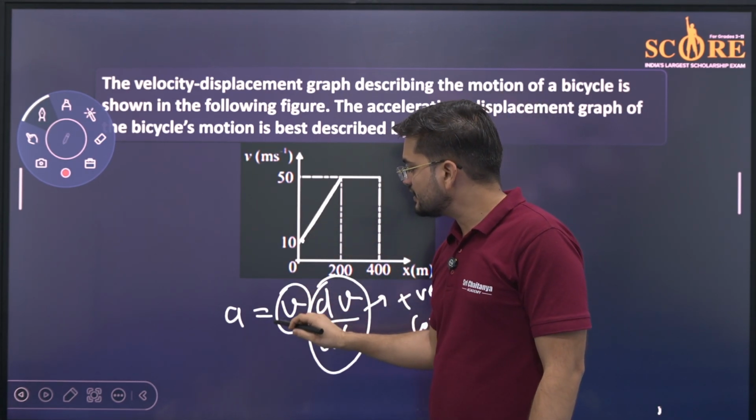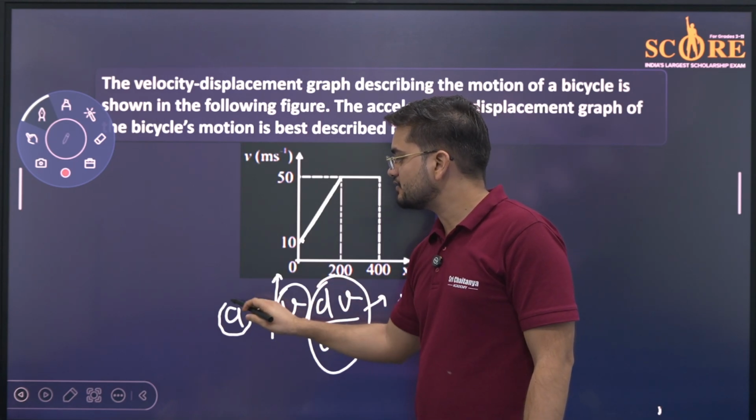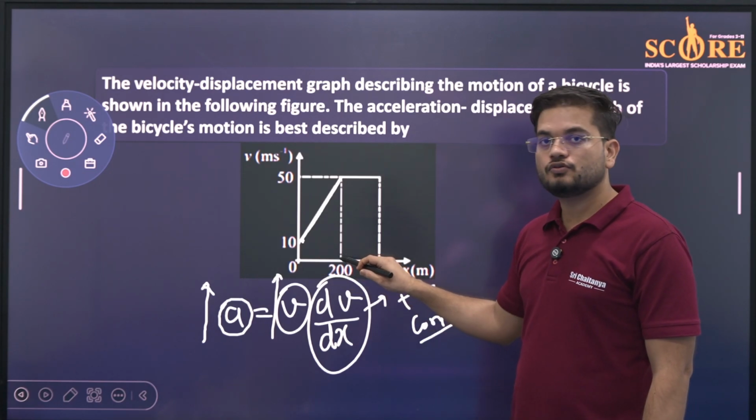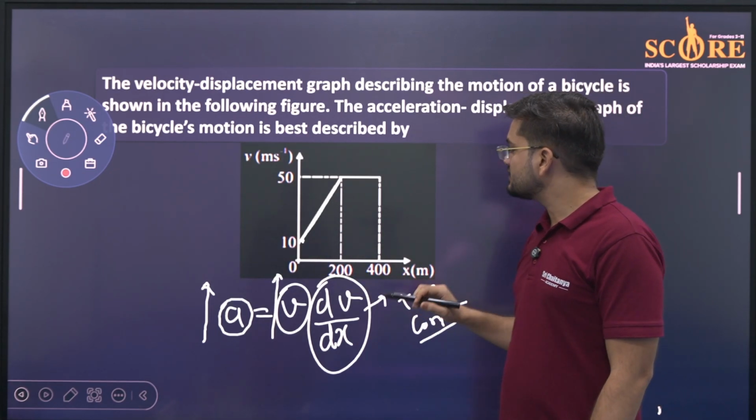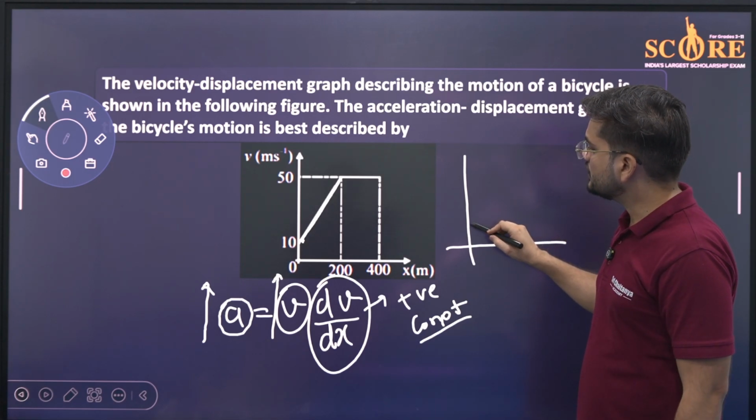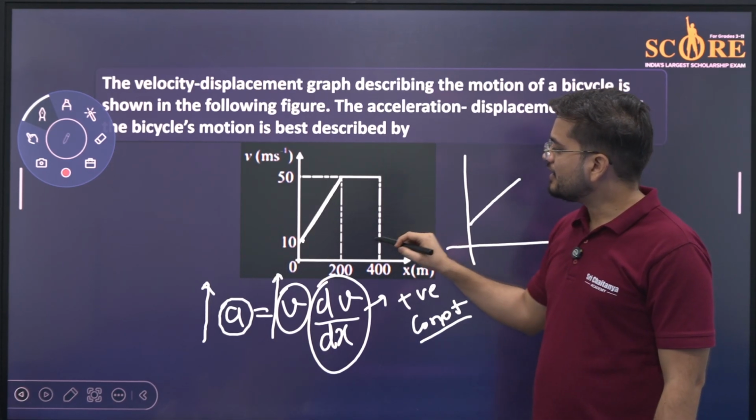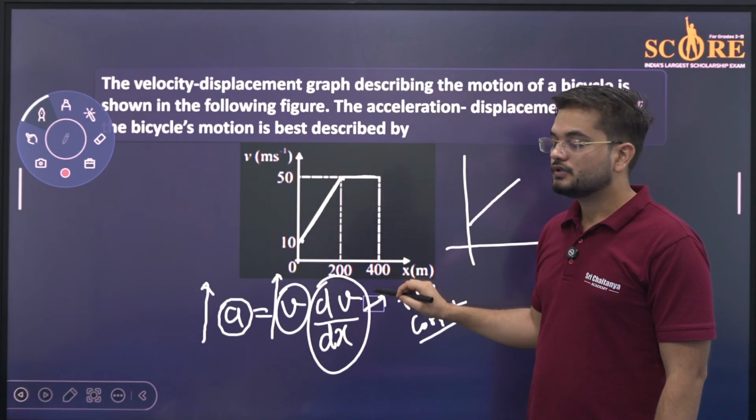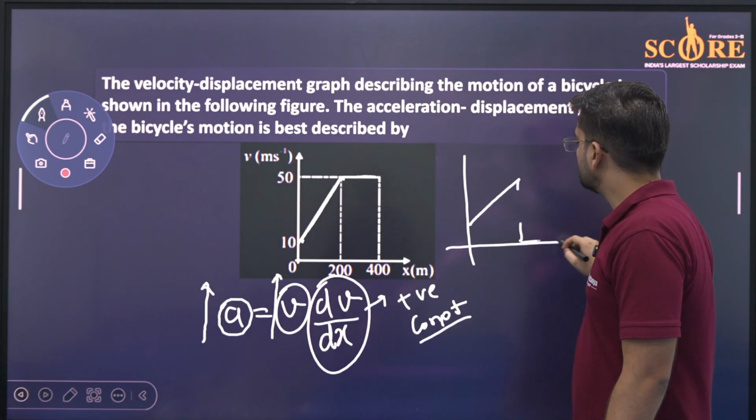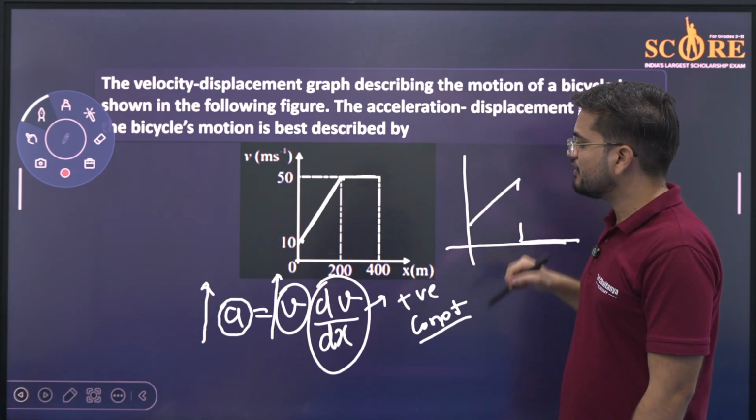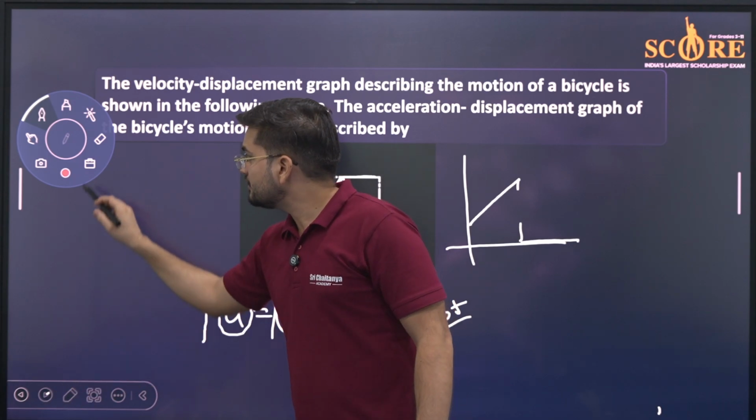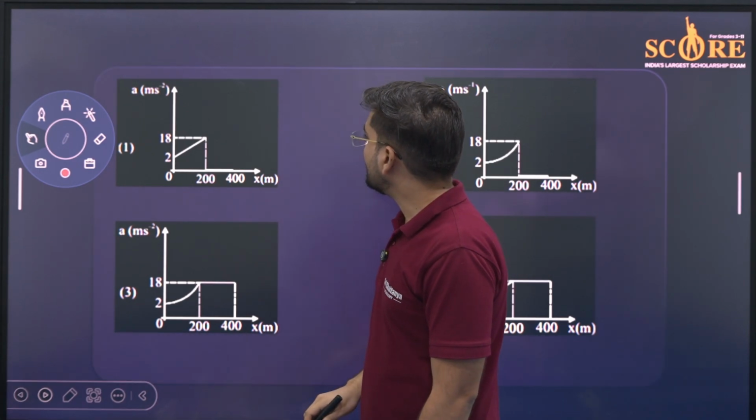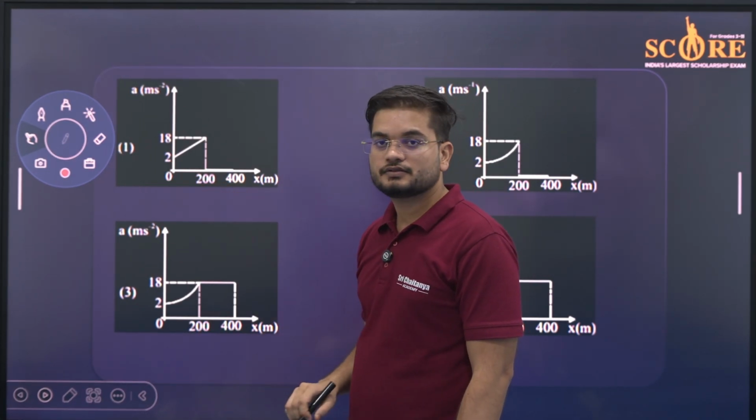So if v is increasing linearly with x, then acceleration will also be increasing linearly with x for x equal to 0 to 200. So the graph of acceleration will be like this for 0 to 200, and then after 200 meters the slope of vx is 0, so acceleration will also be 0. So the ax graph will be like this. So what will be the correct answer? The correct answer will be the first.